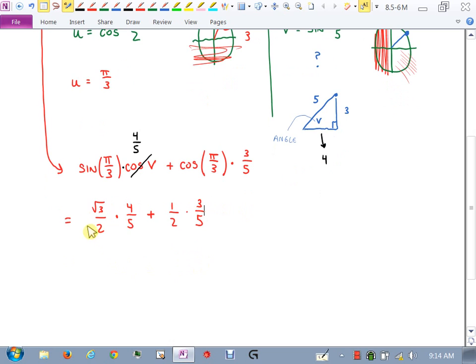And now you do multiplication before you do addition. So multiply these two fractions together, which means multiply them straight across. Multiply these two, and you should get, let's see, 4 root 3 over 10 plus 3 over 10. You have the same denominator, so you can put those together: 4 root 3 plus 3 over 10.